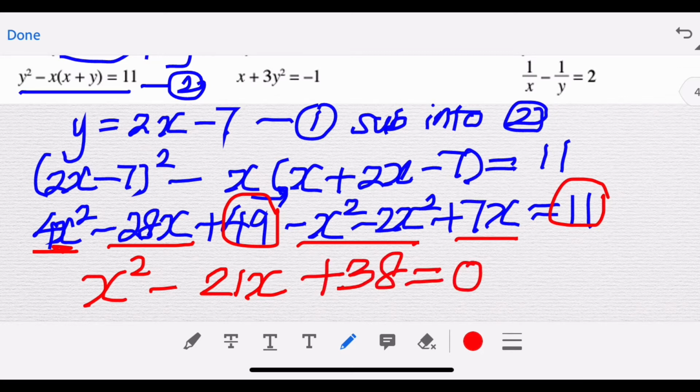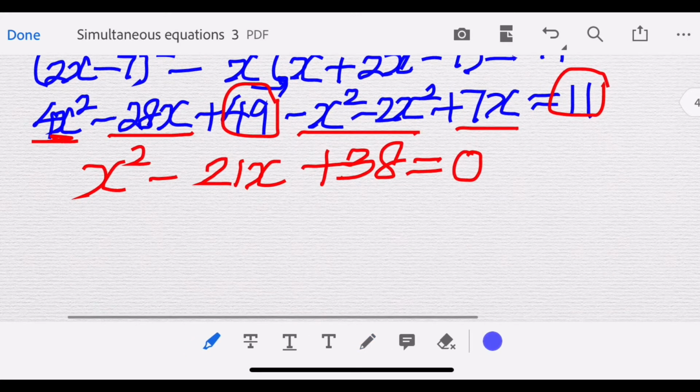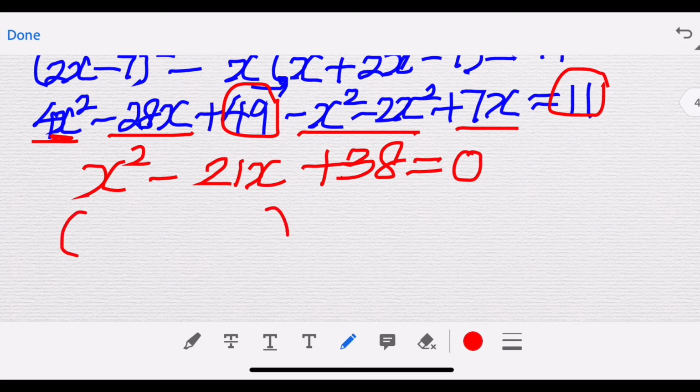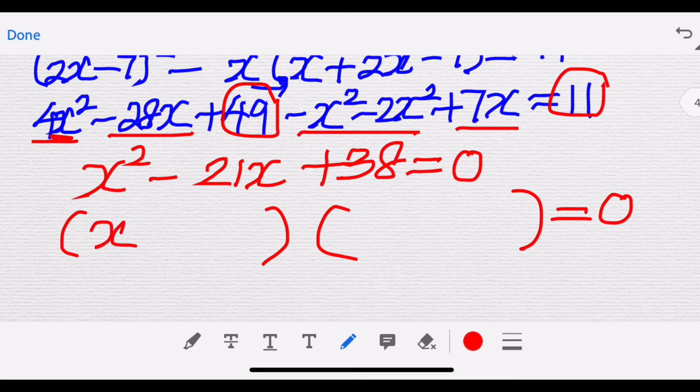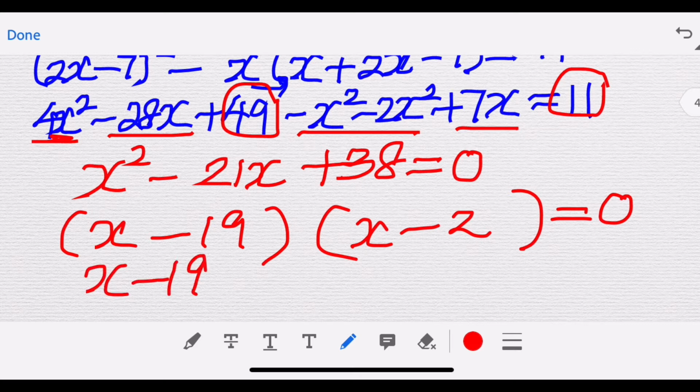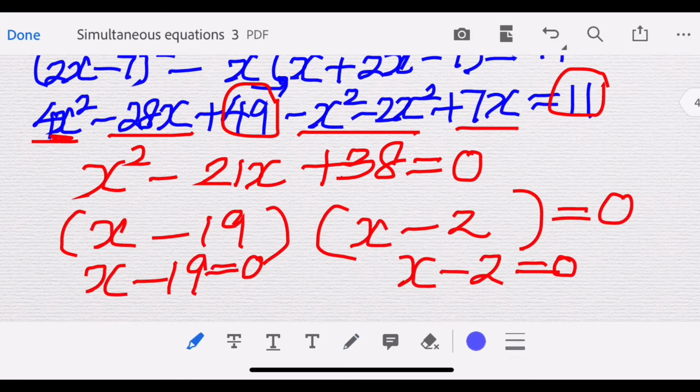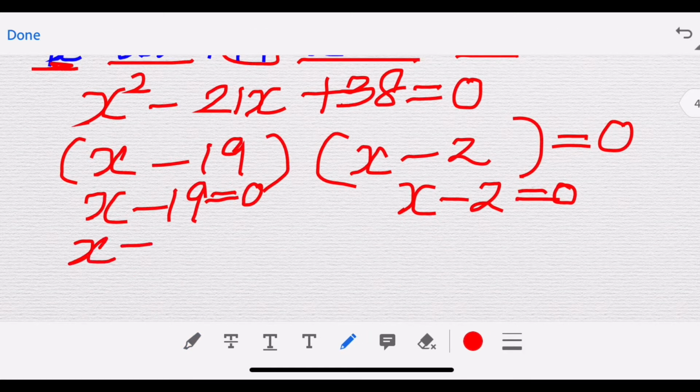Always double check. Then we will factorize. If you use a calculator, you have to show the steps of how you factorize the quadratic equation, and then you have to follow the steps. Let each factor equal to 0 and solve for x. So that means x will be 19 and x will be 2.